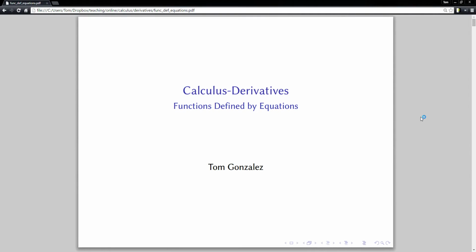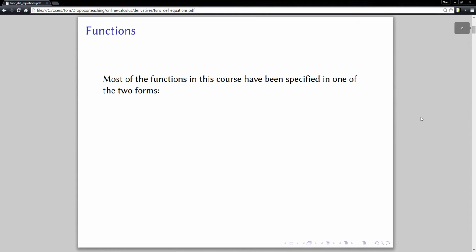In this video, we're going to talk about functions that are defined by equations. For most of the functions that we've been talking about in this course, and functions are pretty much the fundamental unit that we're talking about in Calculus 1, in other words, all of the processes that we do, taking limits and taking derivatives, those are performed on functions. And so most of the functions that we have in this class are specified in one of two forms, and they're equivalent, they just look different.